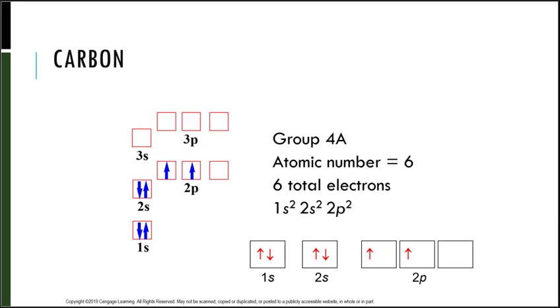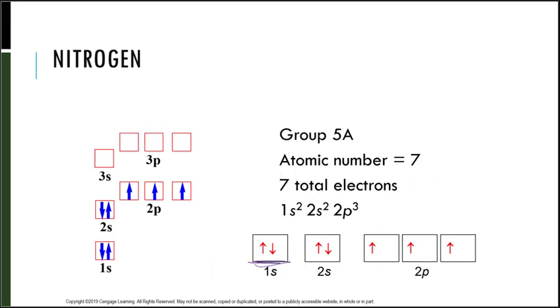Let's look at carbon. Carbon has 6 total electrons. We're going to fill up 1s with 2 electrons, fill up 2s with 2 electrons, then we get to 2p, and we have 2 electrons in p. It's the second one in the p. So I'm just going to go 1, 2. Moving over to nitrogen. Fill up 1s, so 1s2. Fill up 2s with 2. For 2p, I'm going to have 1, 2, 3. So 1s2, 2s2, 2p3. Add up those superscripts and we should have a total of 7.